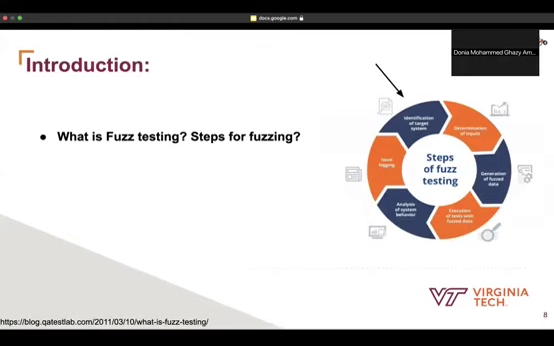What is fuzzing, or what are the steps for fuzzing? Fuzzing is basically a powerful technique for finding software vulnerabilities. It is widely used for user space applications, and it uses automated test cases that feed random inputs to uncover crashes and vulnerabilities. The diagram on the right shows the steps for fuzzing.